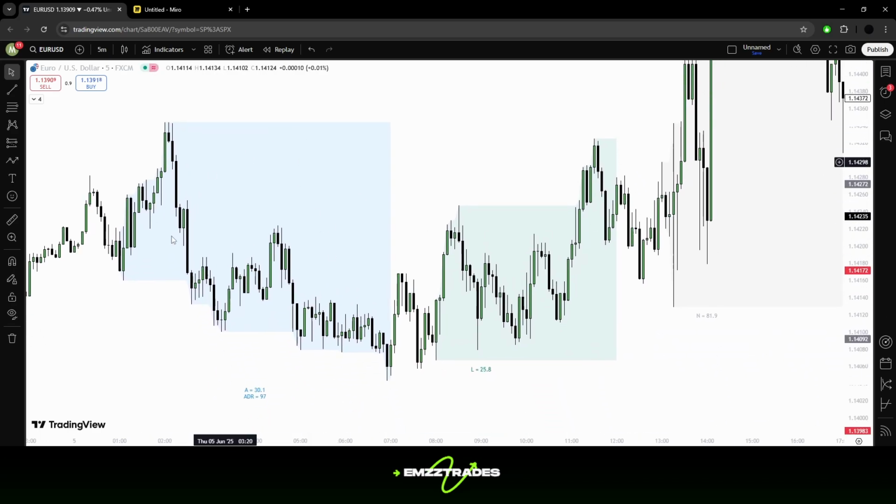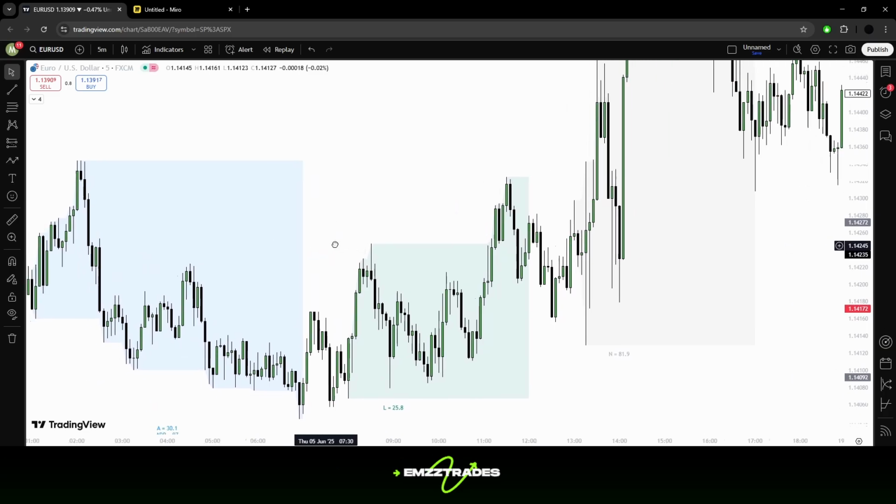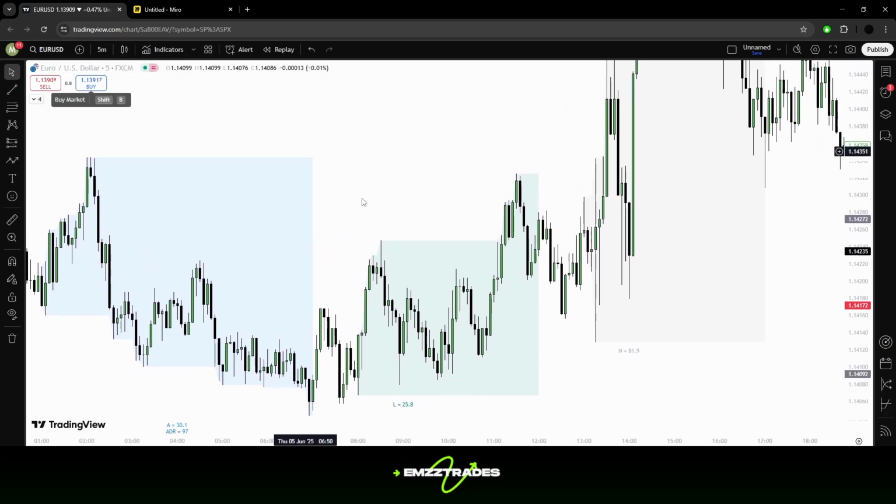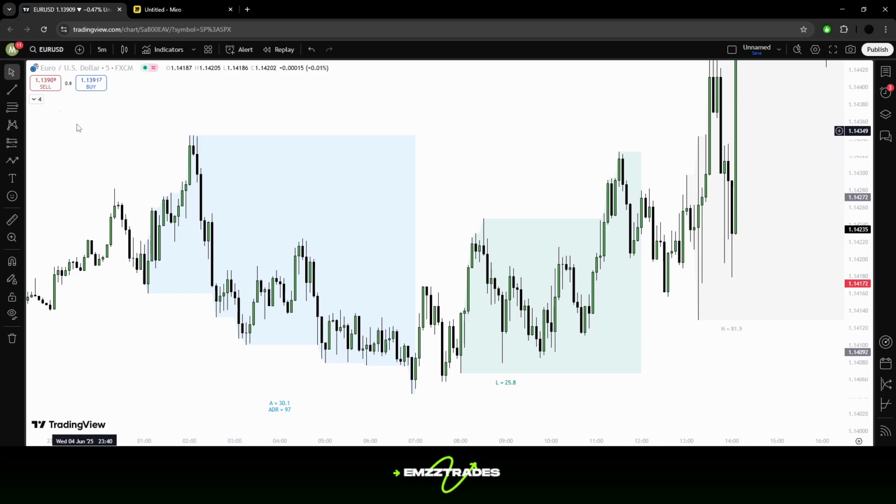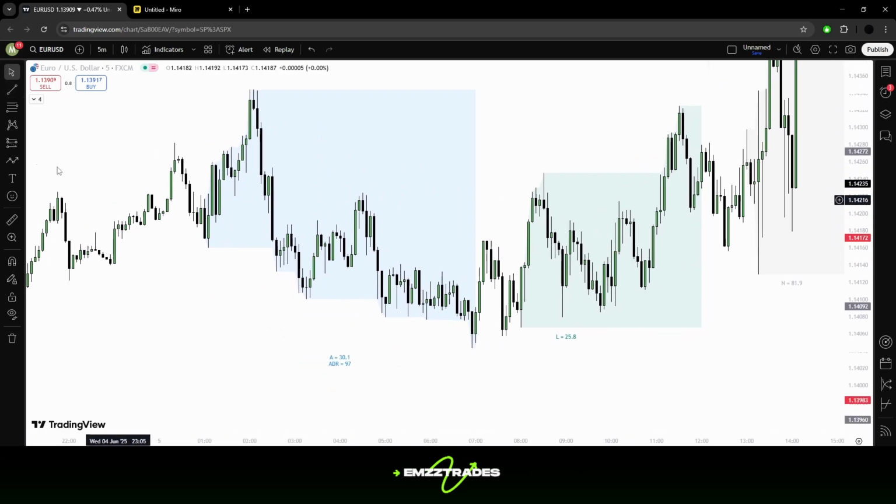So as you can see, this highlighted blue area is all Asian session. My indicator marks out my Asian session, London session, and New York session, which is a very good indicator to have. So as soon as this is Asian session, we need to mark out the highest point and the lowest point.